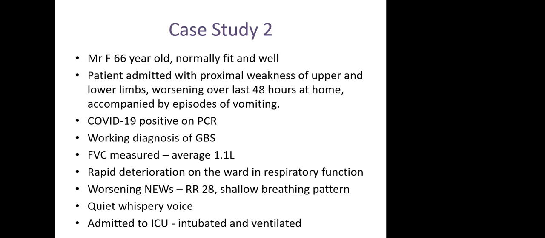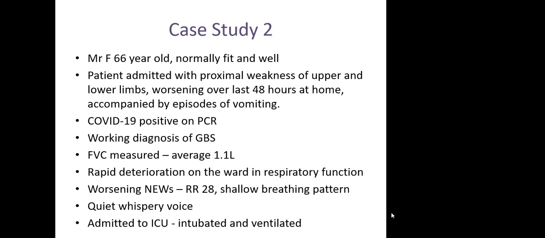Admitted to hospital with proximal weakness of his upper and lower limbs, which has been worsening over the last 48 hours at home. He's also had some vomiting and subsequently he's tested positive on his PCR for COVID-19, unfortunately for Mr. F. He has been admitted under neurology with an unknown pathology. He's had a CT head and an MRI spine that have been NAD, and we're currently having a working diagnosis of GBS, and they've commenced him on IVIG therapy with that in mind.